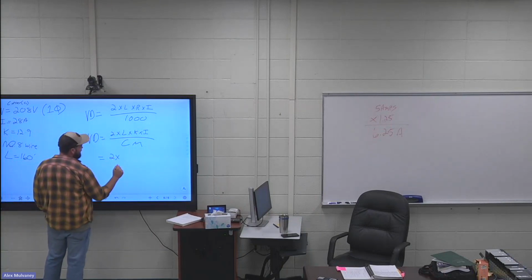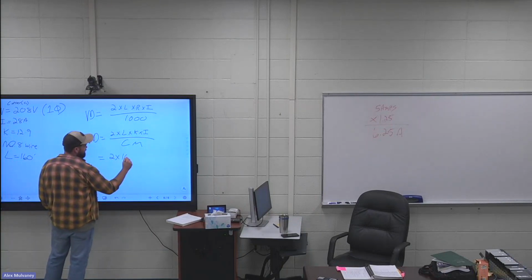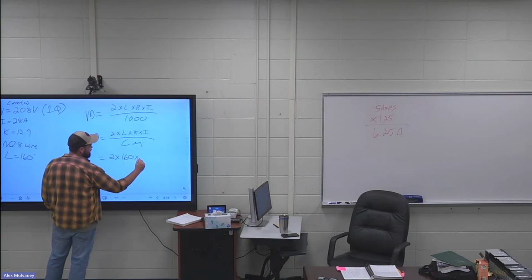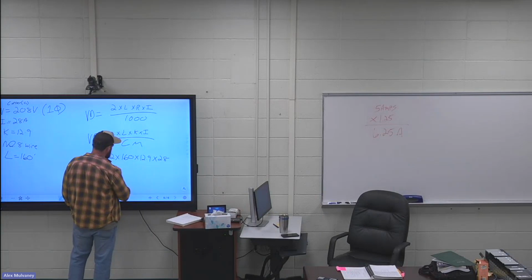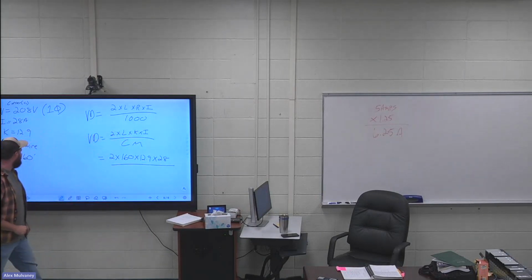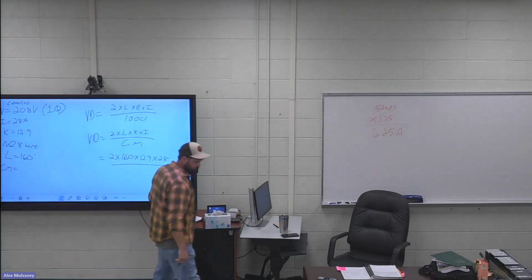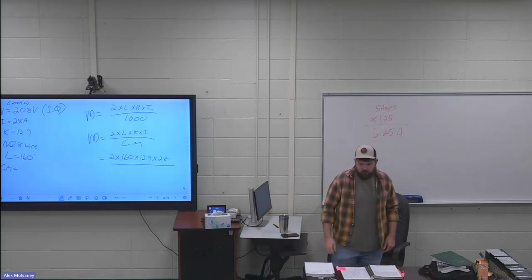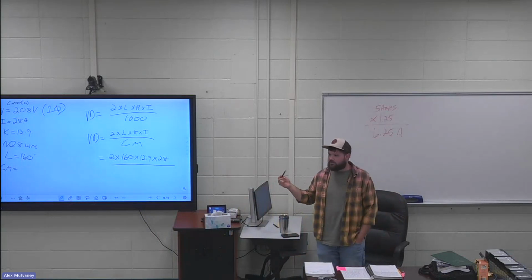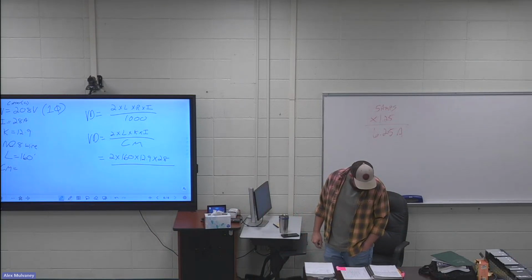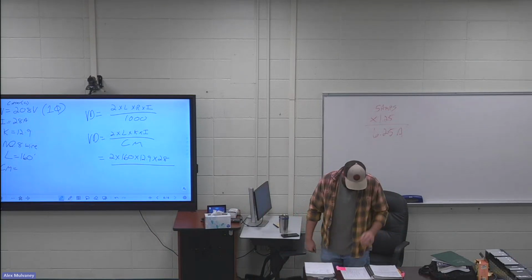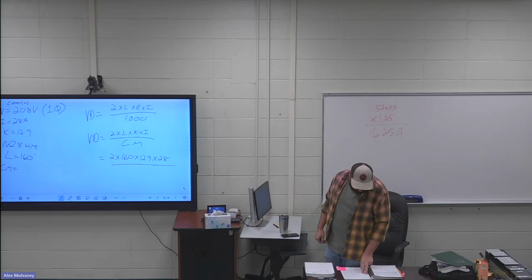So 2, what's my length? 160. What's my K? 12.9. What's my I? 28. And then do I have my circular mills? No, but can I find them? Yeah. Chapter 9, Table 8 tells us what size wire we go. So flipping into Chapter 9, Table 8 in the NEC, we go down to number 8 size wire.